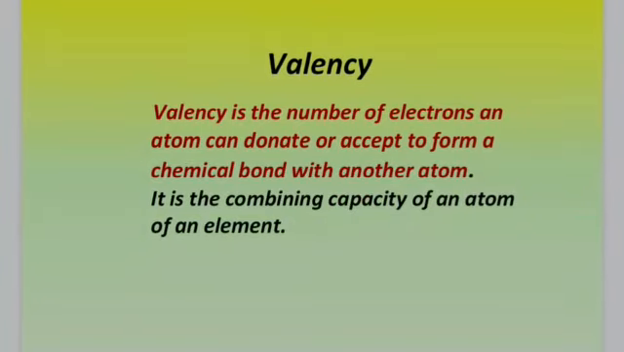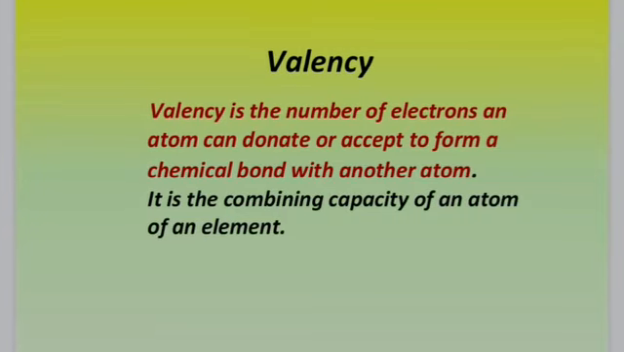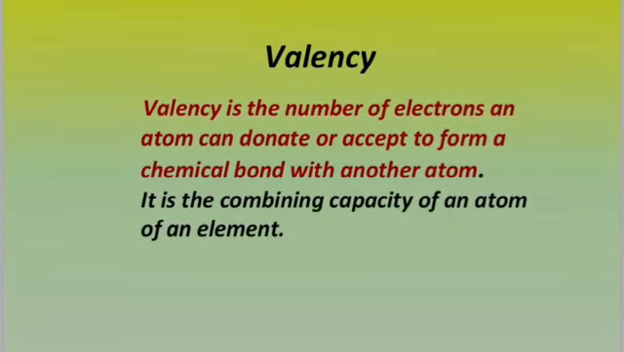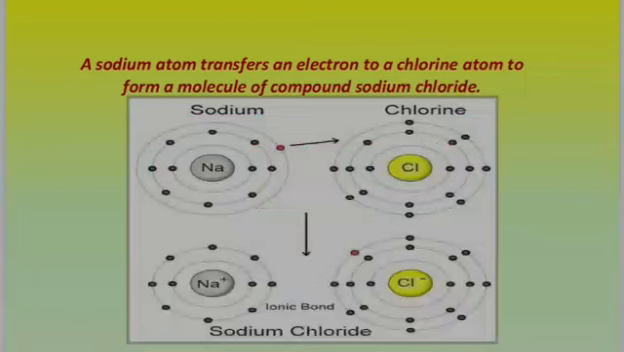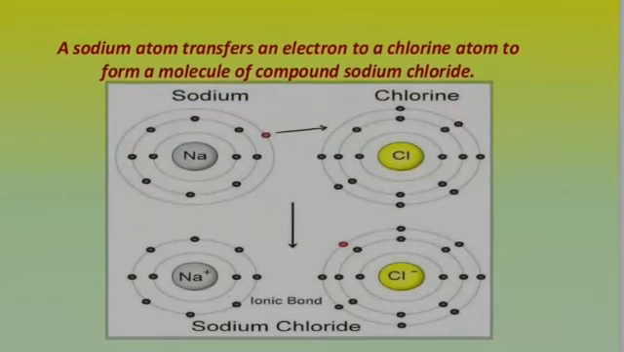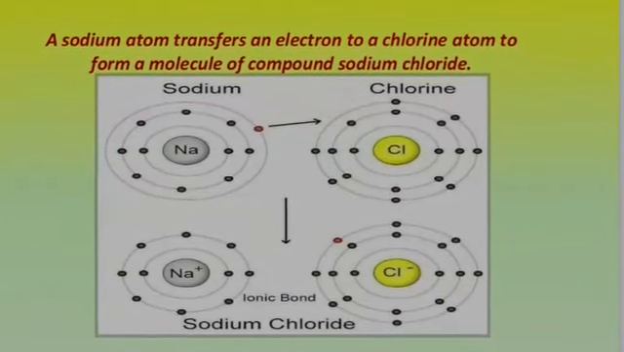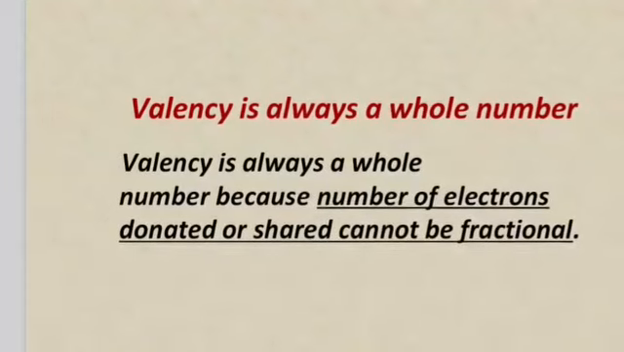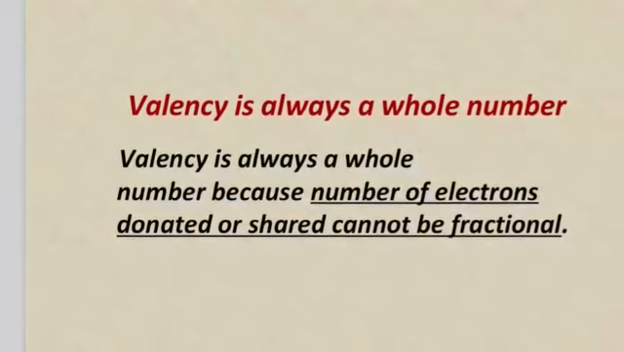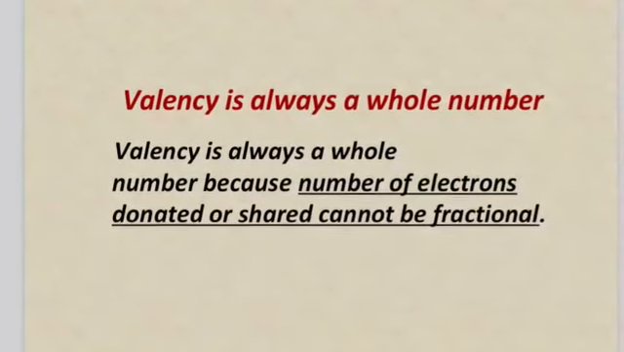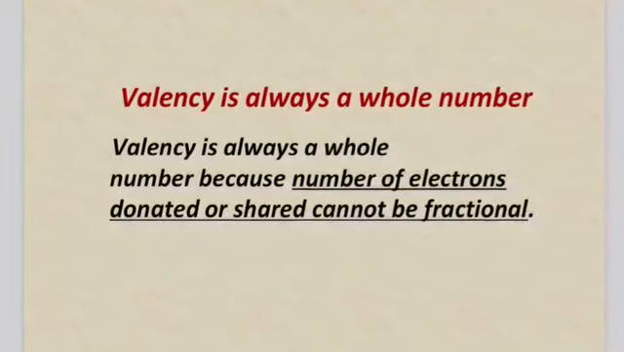The number of electrons an atom can donate or accept to form a chemical bond with another atom is called the valency of that atom. Here's an example, students. A sodium atom transfers an electron to a chlorine atom to form a molecule of the compound sodium chloride. You must keep in mind that valency is always a whole number. This is because the number of electrons donated or shared cannot be fractional.